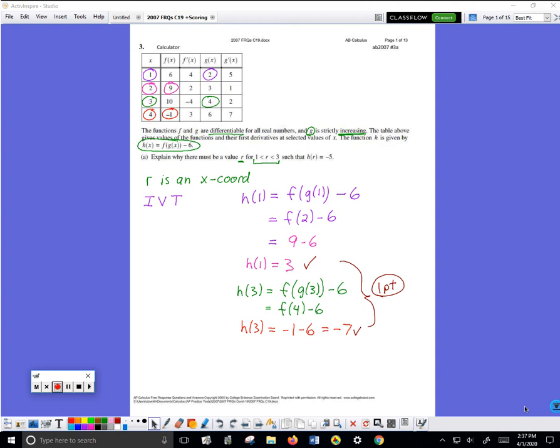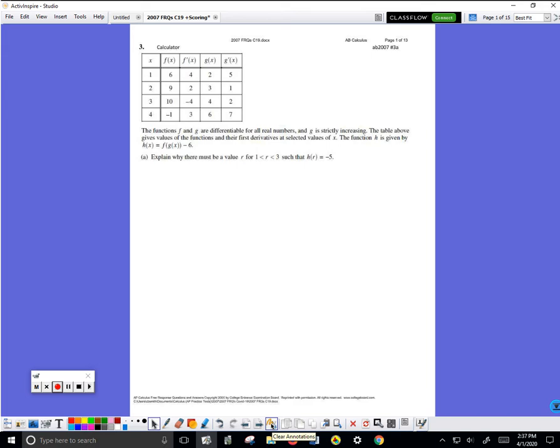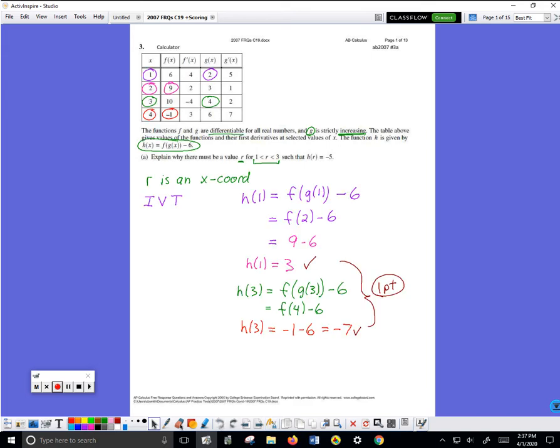I recorded this FRQ once and then it crashed, and so to save a little time I'm not going to rewrite, but I will talk through it. So as I'm reading the problem, what I notice, that's not what I want, so eraser.